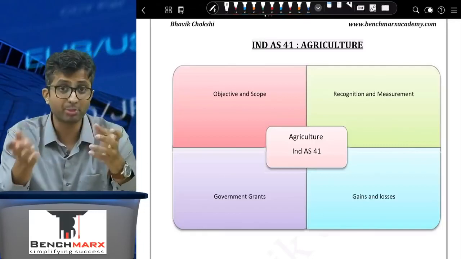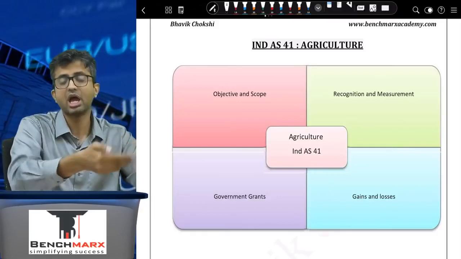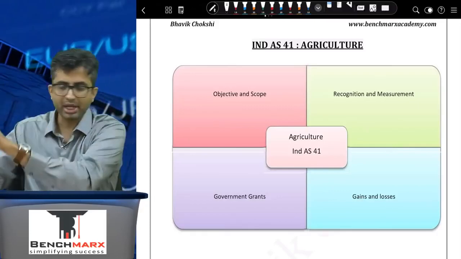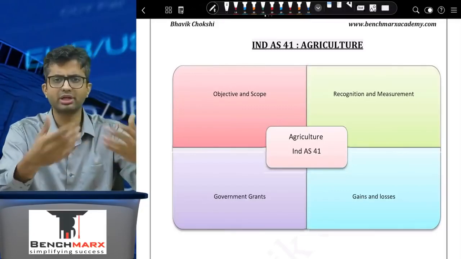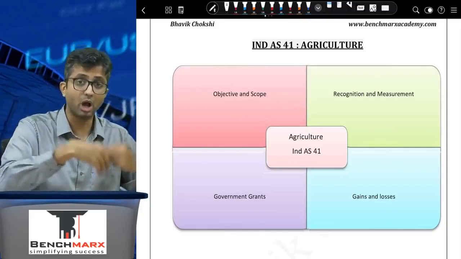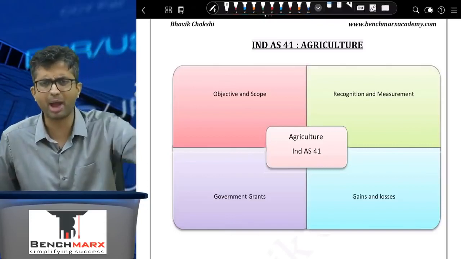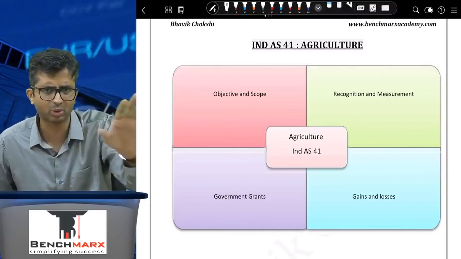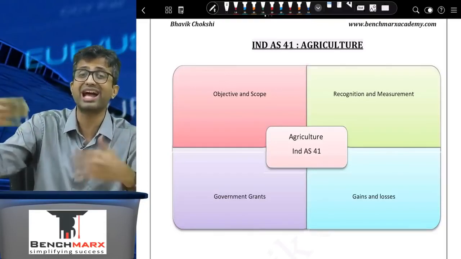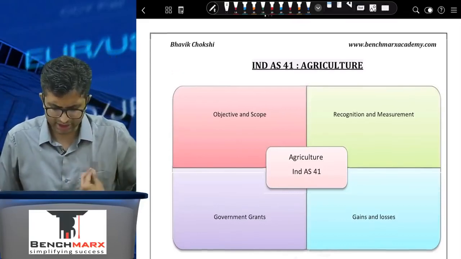If you look at a government grant which is linked to a biological asset, then you will not apply Ind AS 20. Instead, you will record it if it is conditional, for example, for a cow, or unconditional. If it is unconditional, you take it to the P&L immediately. No amortization in the ratio of depreciation life of the cow. If it is conditional, you record it as and when the conditions are fulfilled. So this is about agriculture.